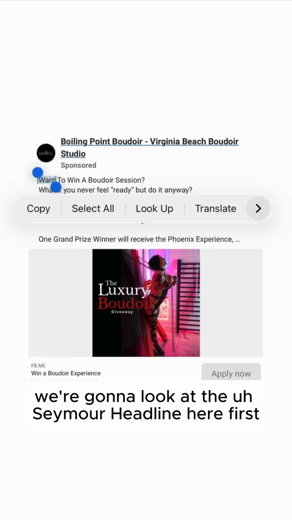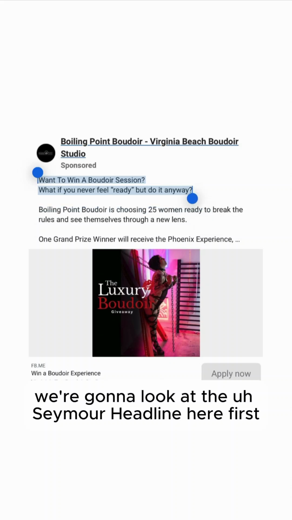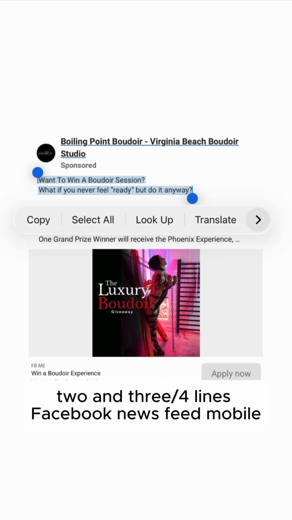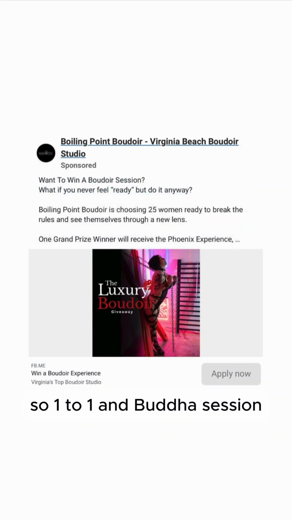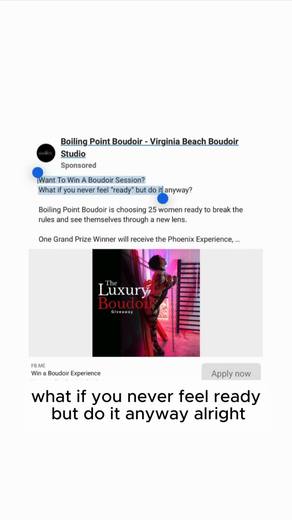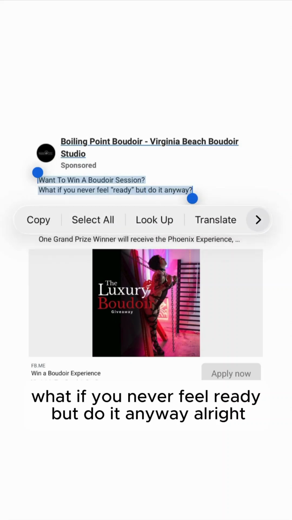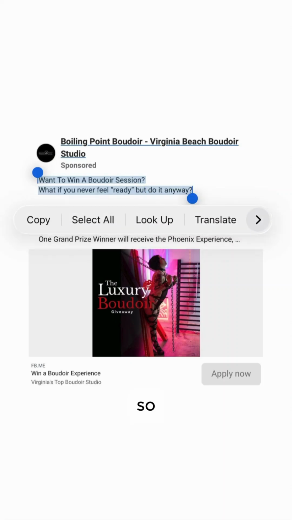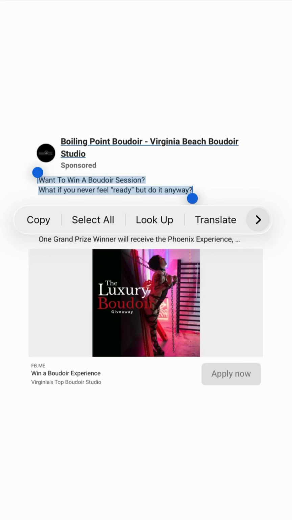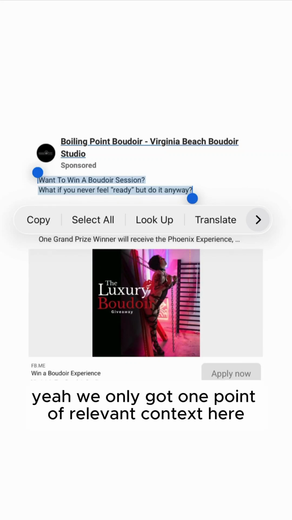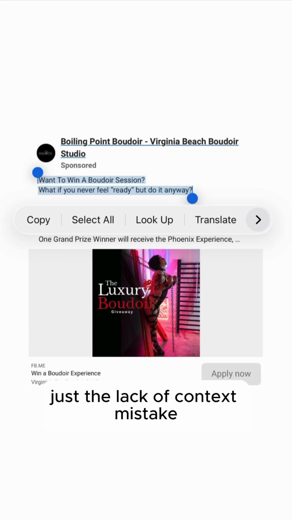Finally, we're going to look at the see more headline here. The first 2 3/4 lines on the Facebook newsfeed on mobile. Well, we ain't got anything on line 3 here. So: want to win a boudoir session? What if you never feel ready, but do it anyway? All right, so we only got one point of relevant context here. So it's the lack of context mistake.